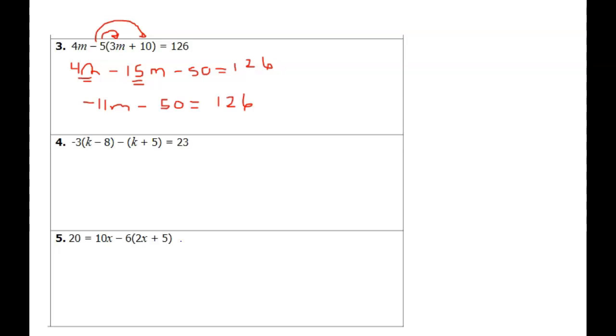Hey, Tia, what is my last step? What do I need to do now? Yeah, just solve for the variable. I am good to solve. So I'm going to add 50 to both sides because I want to solve for m. So I'm going to do that inverse operation. I'm adding 50 to both sides. To the left, the 50s cancel, and I'm left with negative 11m. To the right, I have 126 plus 50. And feel free, guys, to put this in your calculator.